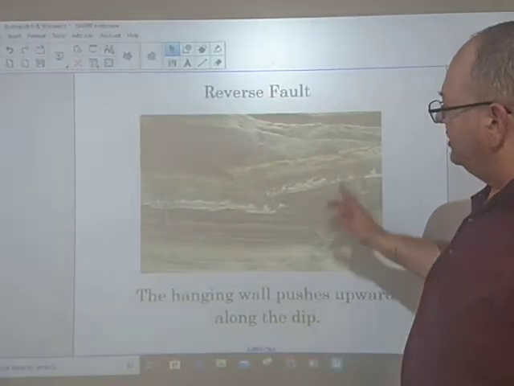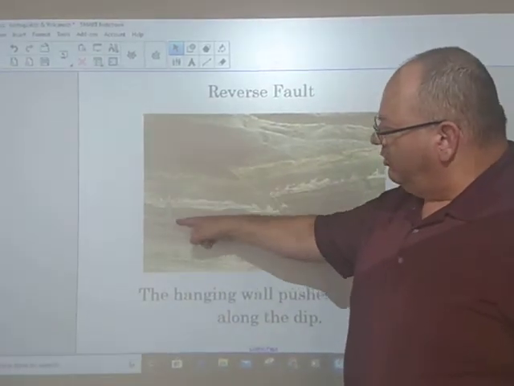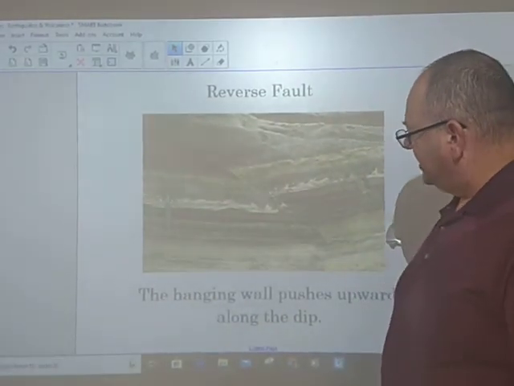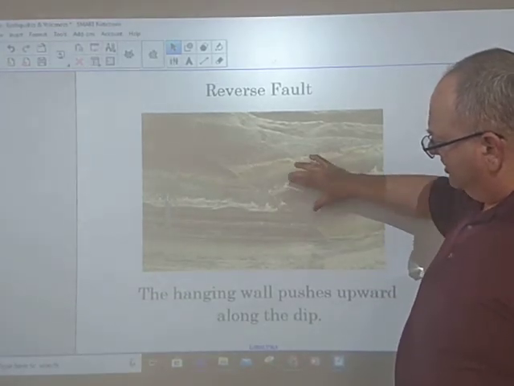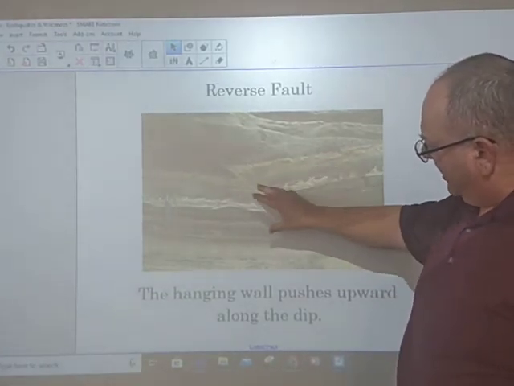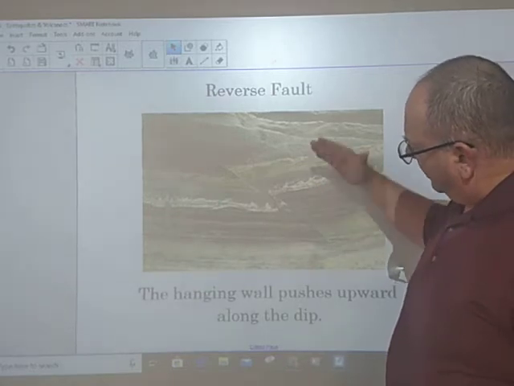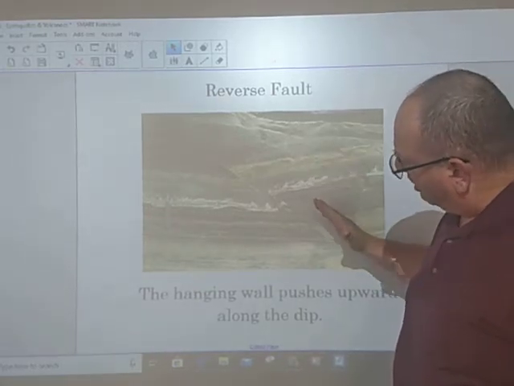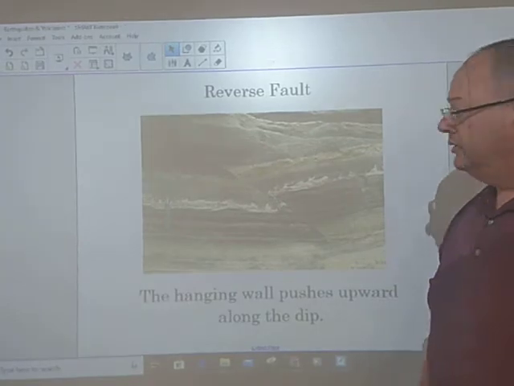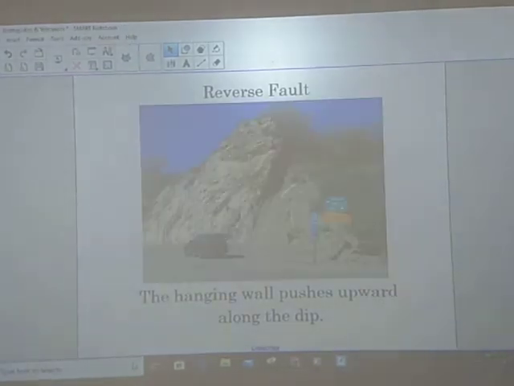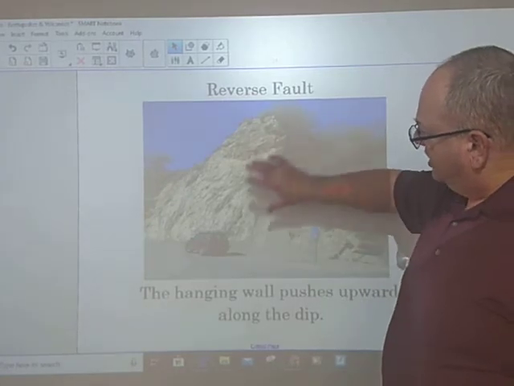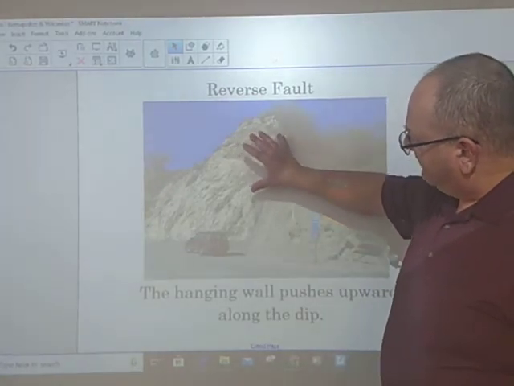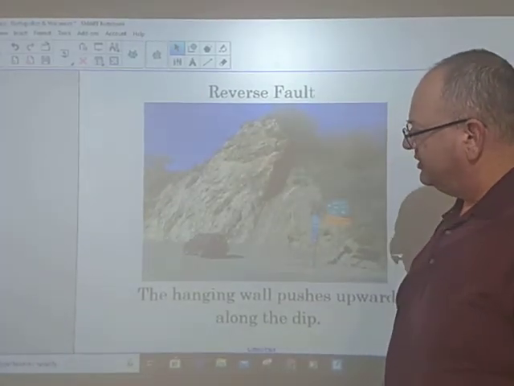Here's a smaller scale example. There's a hammer over here for comparison of size, but we got this crack, and you can see how the color patterns line up, and it looks like the part on top, the hanging wall, has been pushed upward. This one isn't quite as clear, but to me it looks like the slab on top has pushed upward some.